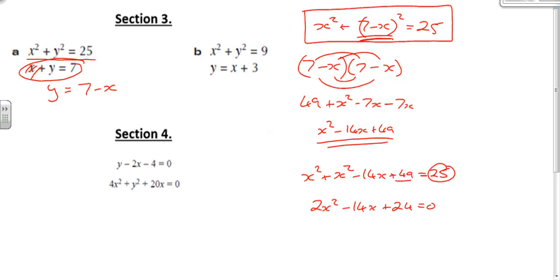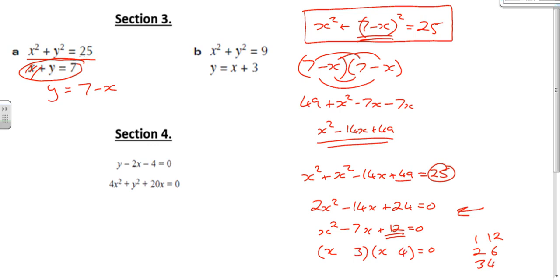Now there's a bit of a cheat for this one here. Because everything's even, I'm going to divide everything by 2. So that's going to be x squared minus 7x plus 12 equals 0. Now once I've done that, I need to factorize it and solve. So it's going to be x and x, and two things together that multiply together to make 12. You have 1 and 12, 2 and 6, 3 and 4. So we're going to have 3 and 4. So it's going to be (x minus 3)(x minus 4). So the two solutions are x equals 3, x equals 4.